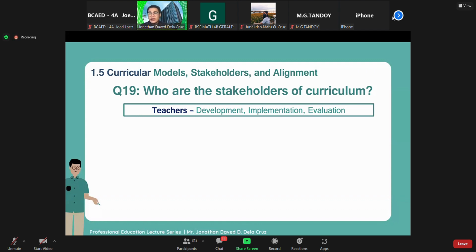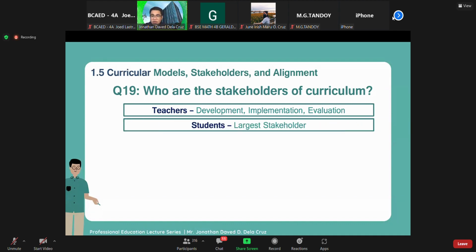Kaya ang mahirap kapag nasa managerial position na, nakakalimutan nila yung mga paghihirap na dinadanas nila nung nasa battlefield sila as teachers sa classroom. Kasi nagbabago yung panahon. So dapat ang teachers in general should be part in crafting different policies, different curriculum that we have right now. So development, implementation, and evaluation. So if you see a question, which among the stakeholders of curriculum are charged to implement the curriculum, the answer is teachers.